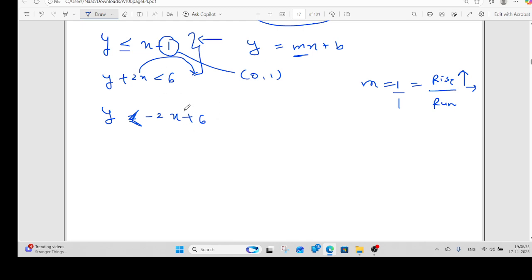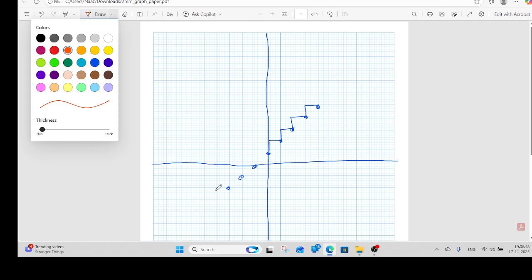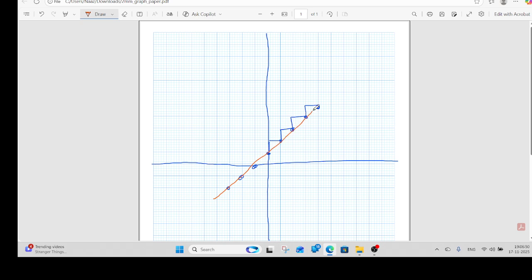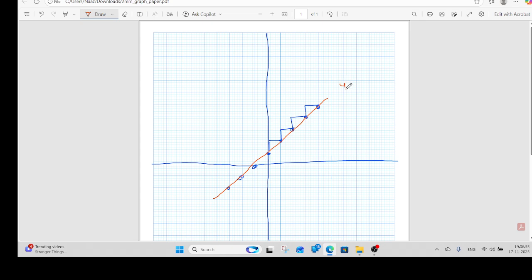Next is this, y is less than 2x plus 6. So my y-intercept is 0 comma 6. So first I plot the y-intercept. Let me first join these lines. I'm going to use a different color. So this equation is y is less than or equal to x plus 1, right?